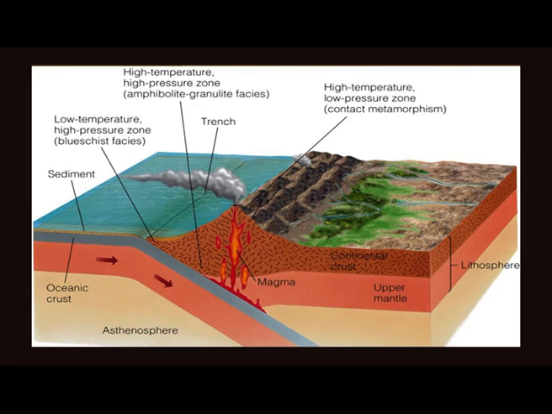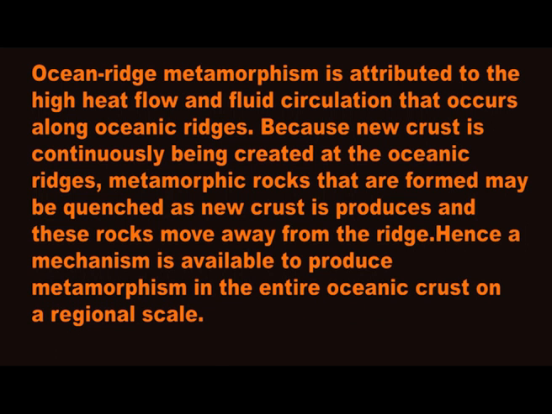Ocean ridge metamorphism is attributed to the high heat flow and fluid circulation that occurs along oceanic ridges. Because new crust is continuously being created at the oceanic ridges, metamorphic rocks that are formed may be quenched as new crust is produced, and these rocks move away from the ridge. Hence, a mechanism is available to produce metamorphism in the entire oceanic crust on a regional scale.